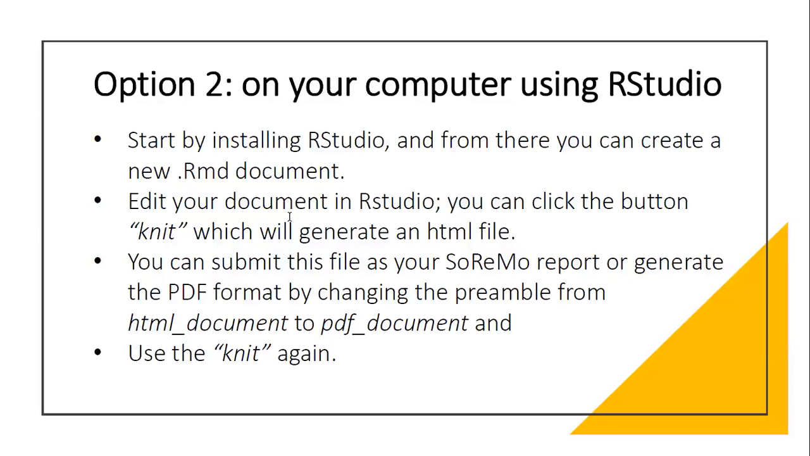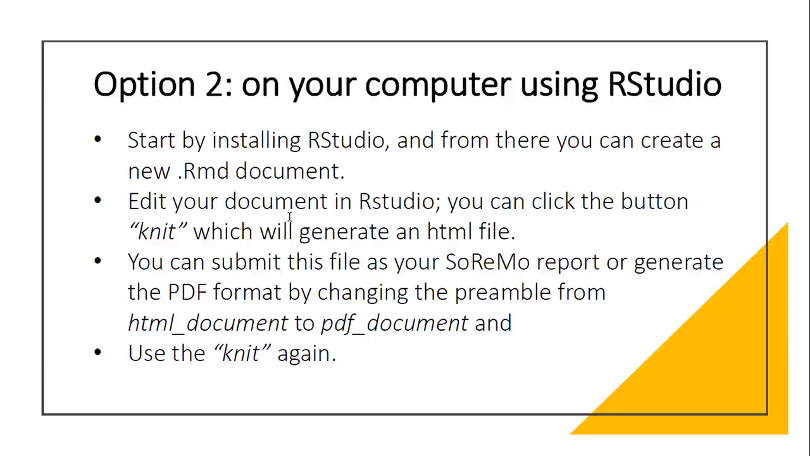Once you open it, I'm going to show you a demo later. Once you open the application, you start to write, and when you want to see the output of your document, there is a button called knit. Once you click the knit button, it will generate an HTML file. Or if you don't want the HTML output, which will be displayed on the web, you can generate a PDF format.